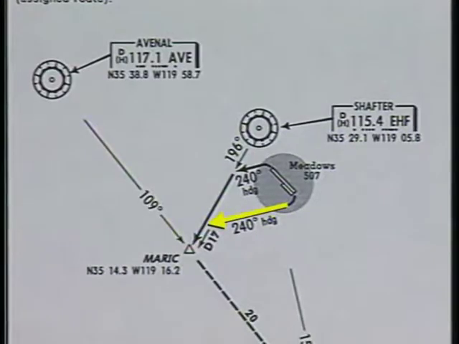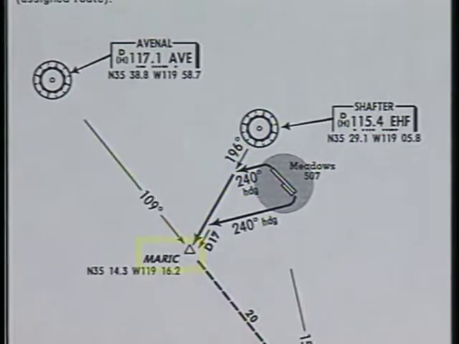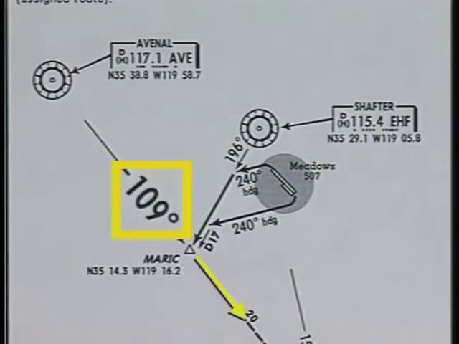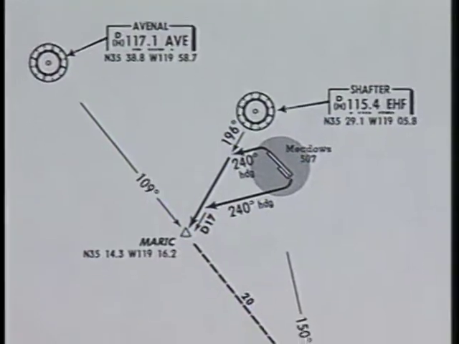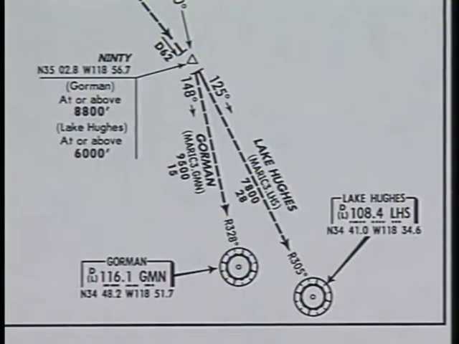From there, the procedure calls for you to intercept the 196-degree radial of the Shafter VORTAC and proceed to Merrick intersection. To reach Gorman, fly the 109-degree radial of the Avenal VORTAC until you intercept the 328-degree radial of the Gorman VOR. Then fly direct to Gorman VOR. From this point, proceed according to your flight-planned route, unless otherwise instructed.